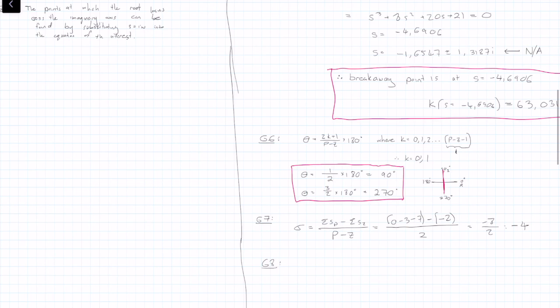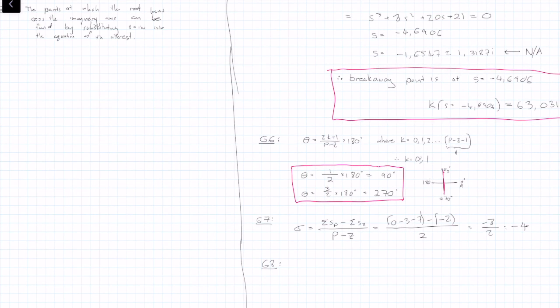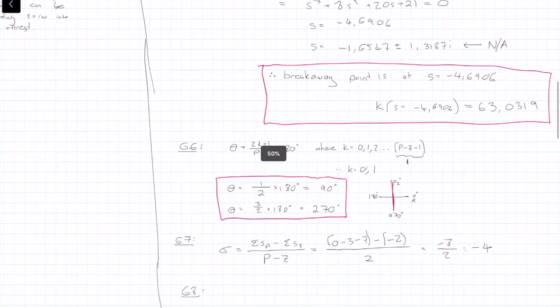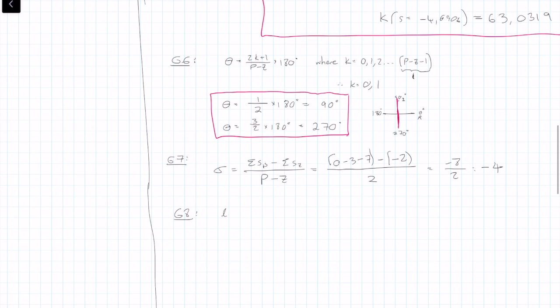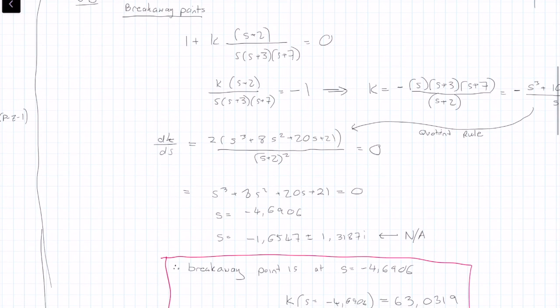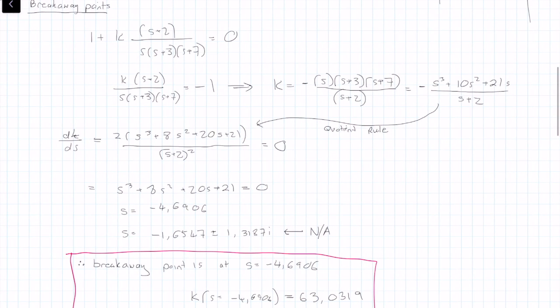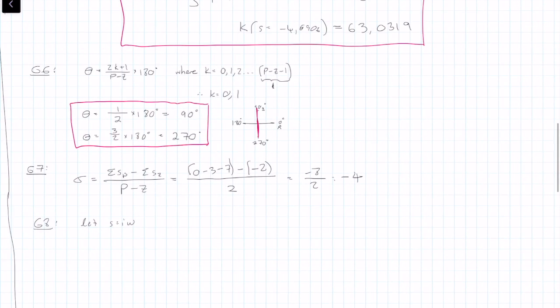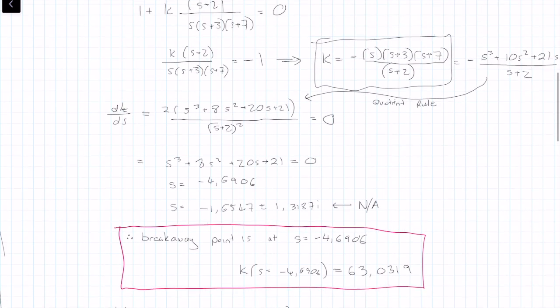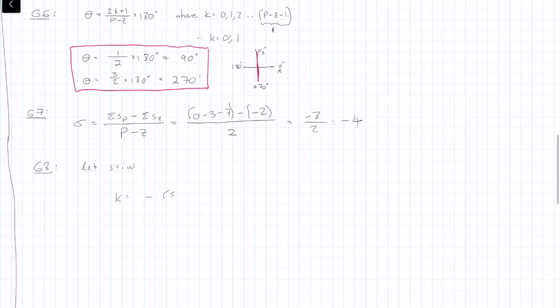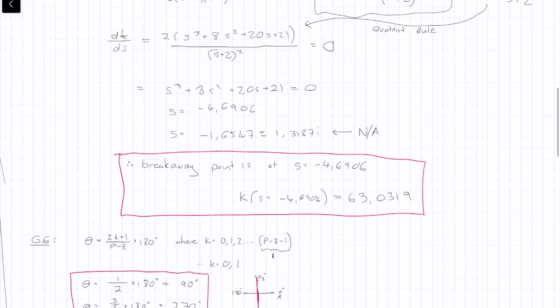Okay, so guide 8, what we need to do is change S to I omega, so we let S equals I omega and try to solve for K. The equation that I'm going to use is this equation right here. So let's get that down. That's K equals minus S plus 3, S plus 7, all over S plus 2.